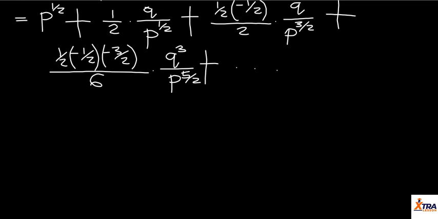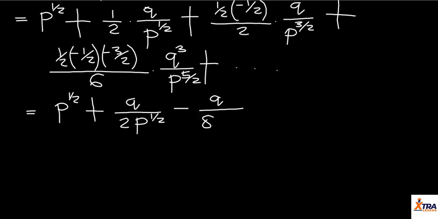And then here, I can bring this together. You say this is p raised to the power 1 over 2 plus q over 2p raised to the power 1 over 2. Breaking this down, we know 1 over 2 times minus 1 over 2, all divided by 2, will be minus q over 8p raised to the power 3 over 2. Plus, when we multiply this, we have 1 over 2 times minus 1 over 2. That's minus 1 over 4.